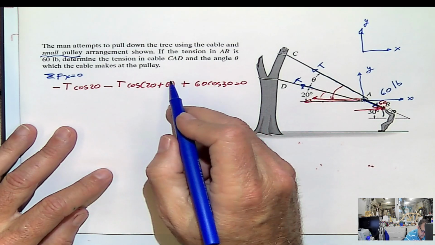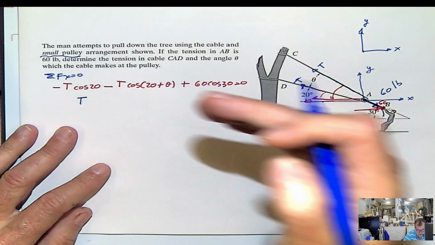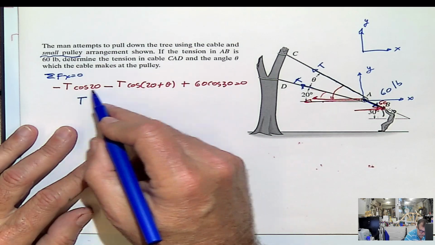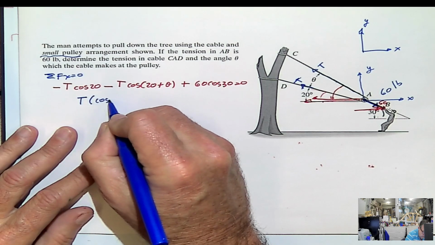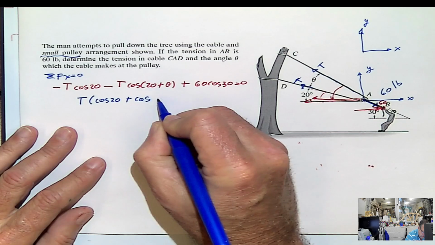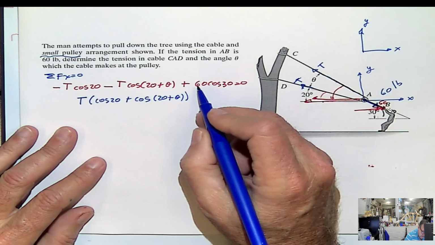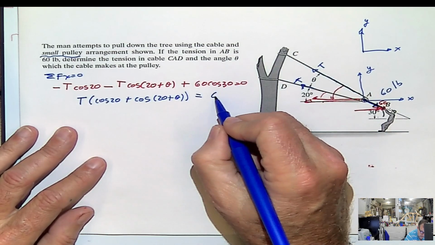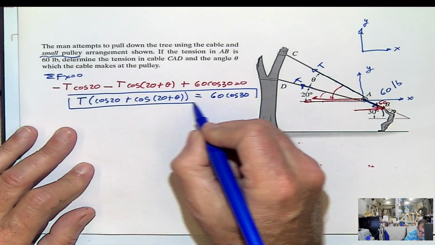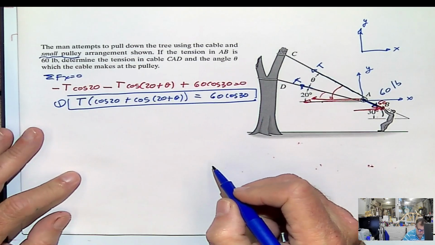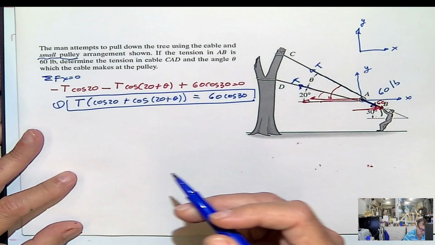And now we can solve this. I'm going to regroup this, get common factor T, and at the same time pass it to the other side to get rid of these negative signs. So it's going to be T times cosine 20 plus cosine of 20 plus theta, and because I'm passing this to the other side, equals 60 cosine 30. And I'm going to keep this as my equation number 1. I could solve this and put a number here and put a number here, but I just don't want to.